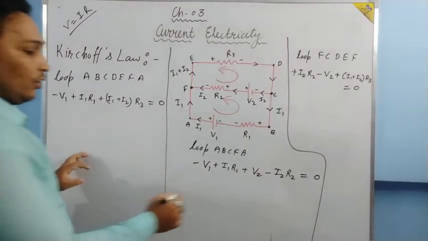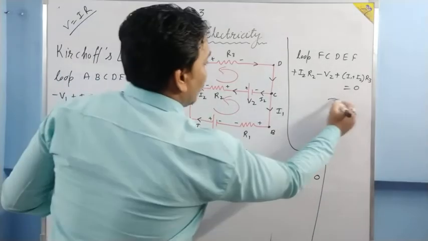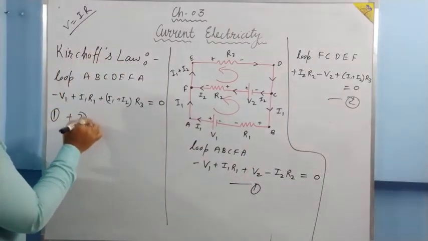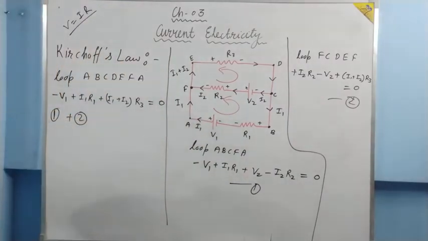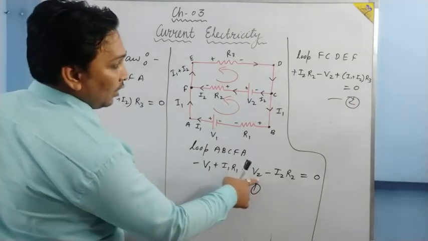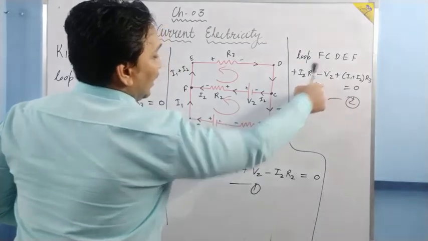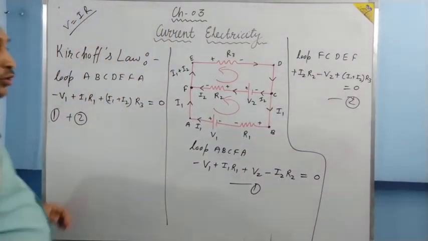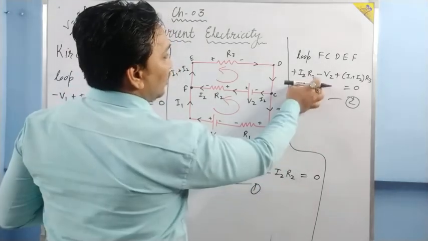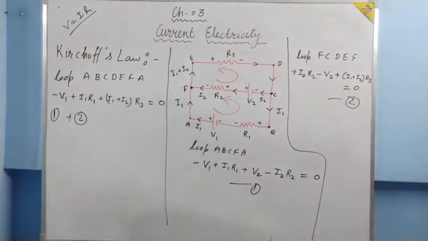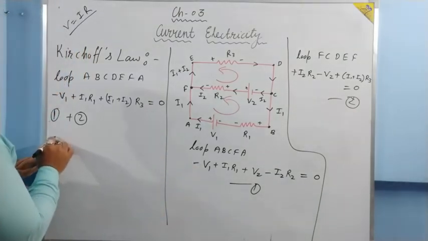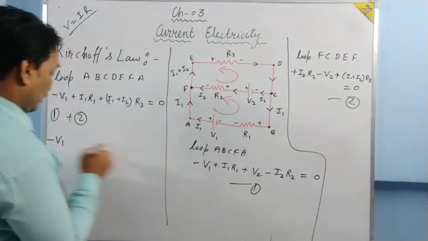Now, if this is equation number 1 and this is equation number 2, I am going to add equations 1 and 2. Just see, V2 is positive over here and negative over here. When we add them, it becomes 0. I2 is negative over here and positive over here, so it will also be 0. So what are we left with? We are left with minus V1 and plus I1 R1.